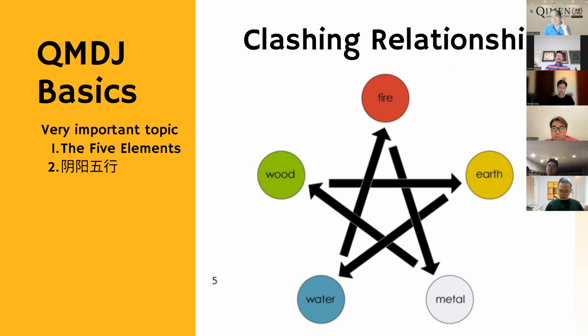So there are 2 words we need to be aware of. One is producing, one is clashing. These 2 only. Anything else we don't care about. There are other technical terms like controlling or reducing. No, we just remember these 2 words, producing and clashing, full stop. That is the only information that we need to know about the 5 elements.